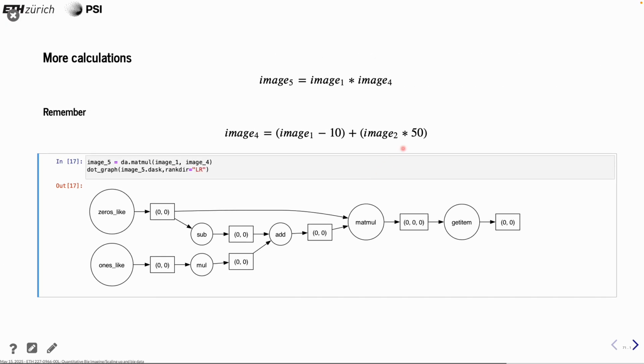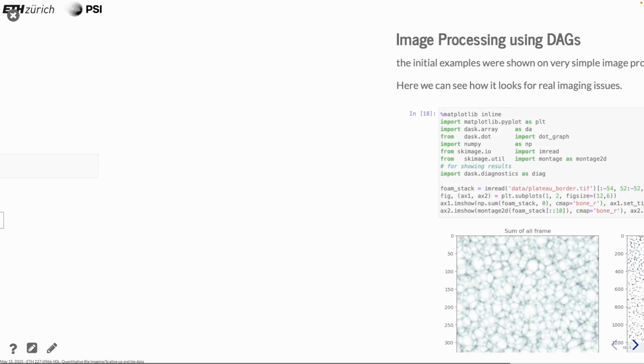Now we want image 5 equal to image 1 times image 4. You can see how this multiplication goes in here, and then we have the old scheme that we had before. And finally, we get our computation. Now, this is still a pixel-wise operation, so it's easy to split and parallelize.